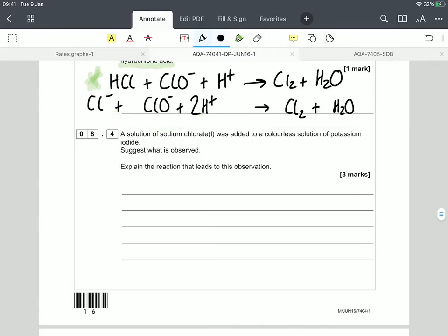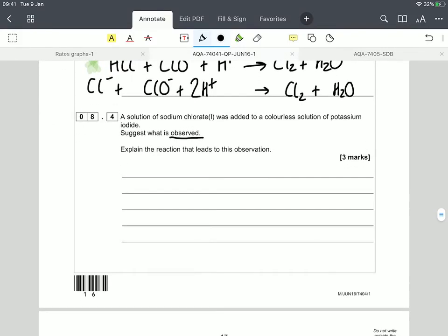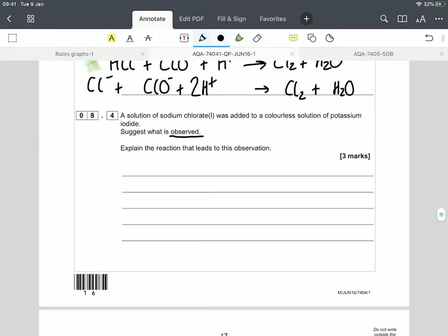Right then. Again, something that's very, very easily overlooked is observations on simple redox reactions of halogens. Okay? So it says sodium chlorate 1, which is an oxidizing agent. That's its role up here, it's an electron acceptor, is added to potassium iodide, which to begin with is colourless. Okay? Suggest what is observed, explain the reaction that leads to this observation.